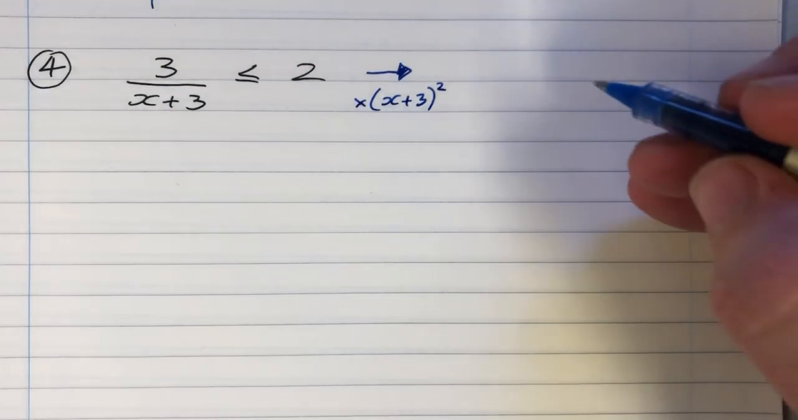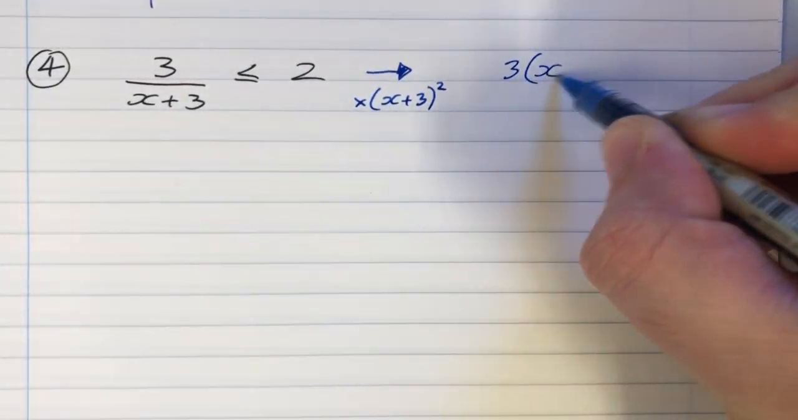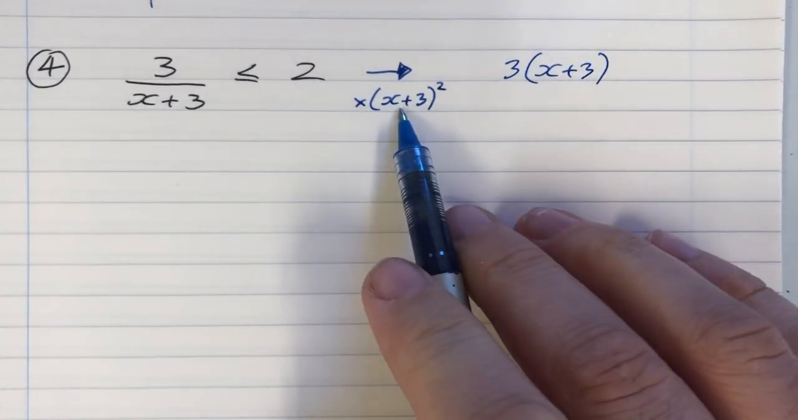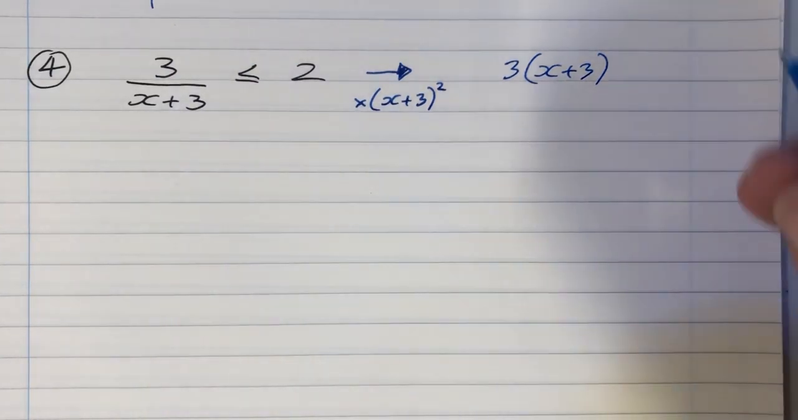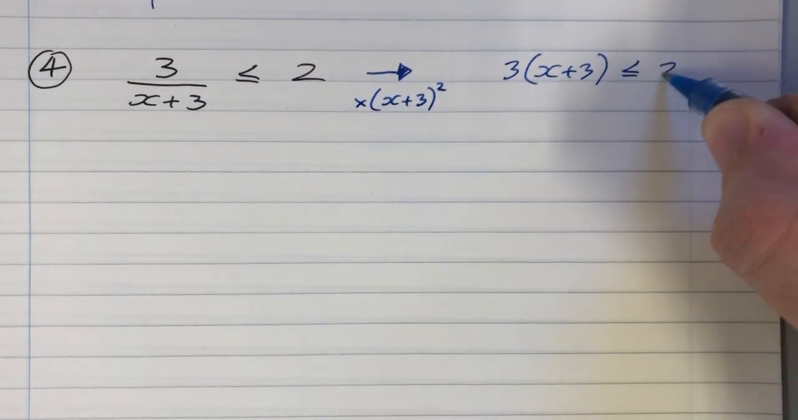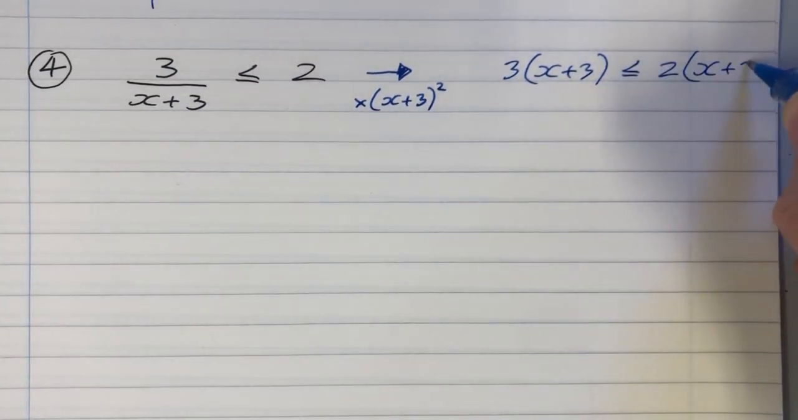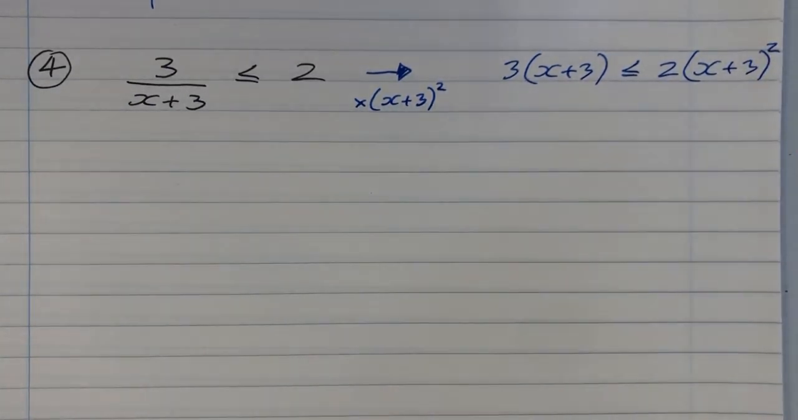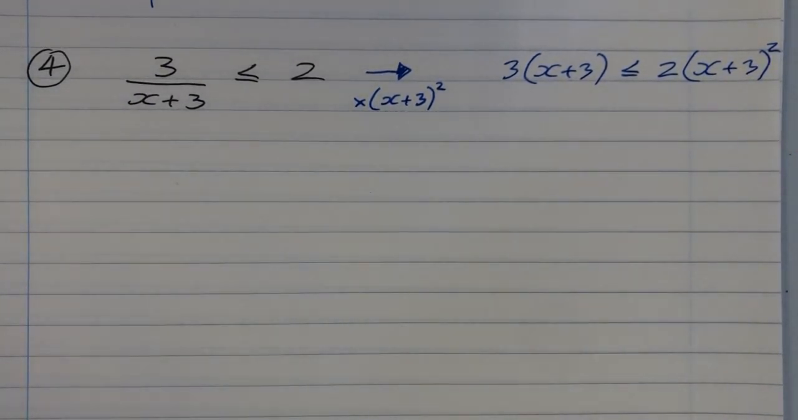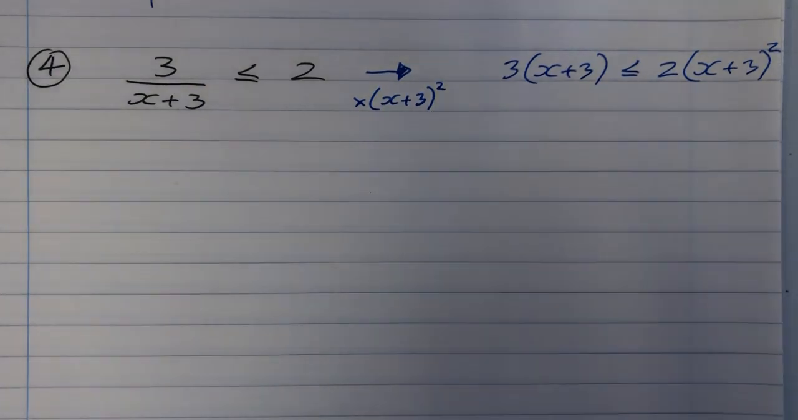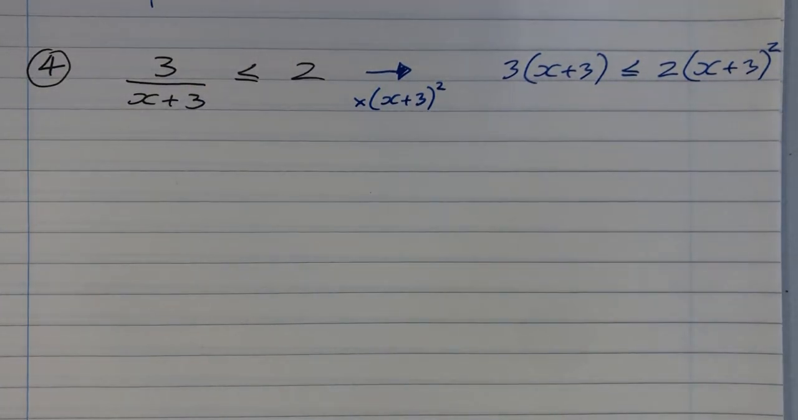So the left-hand side will become 3 over x plus 3, because one of the x plus 3's will cancel with the bottom. And the right-hand side will be 2 into x plus 3 squared. That takes both of them, both brackets. Okay, so that's what would happen there. And I'm doing that because x plus 3 squared is definitely not negative. Okay, so there's no issues.